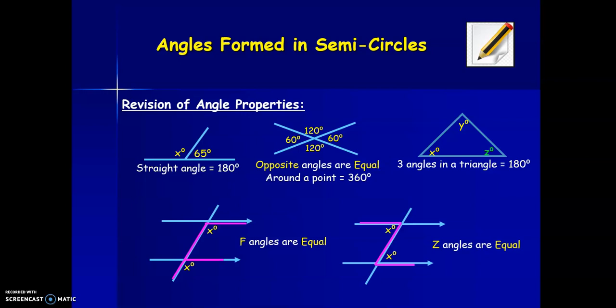Opposite angles when two lines cross are equal, and also the total of the angles around any point is 360 degrees. Three angles in any triangle add up to 180 degrees. F angles are equal. The proper name for F angles is corresponding angles. And Z angles are also equal. The proper name for Z angles is alternate angles.